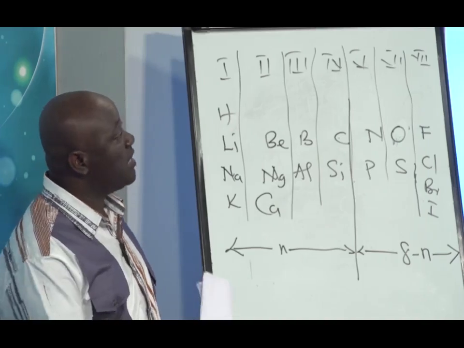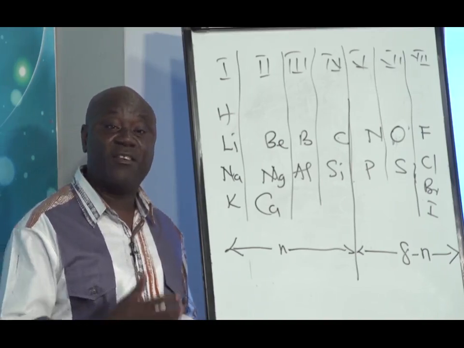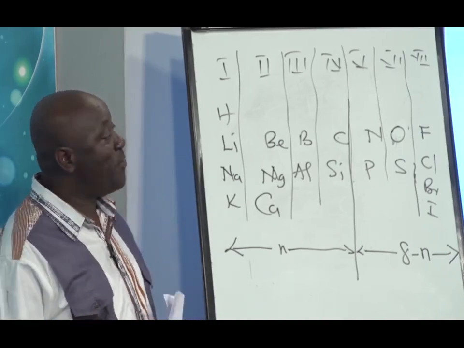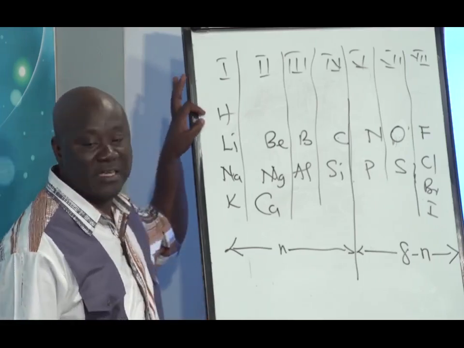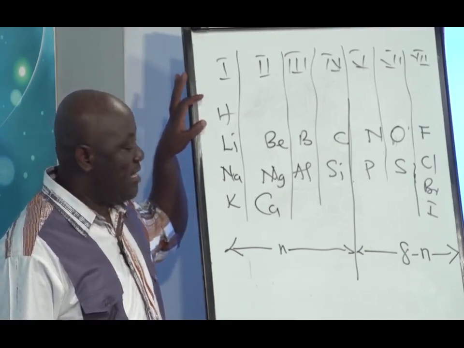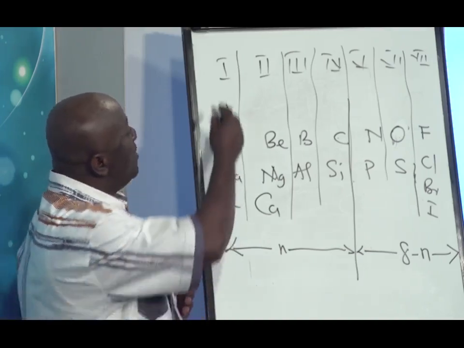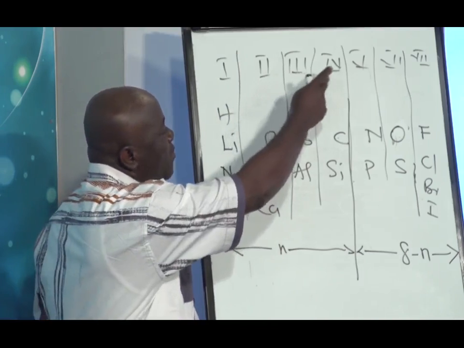Now, you can use this model to get the valency of at least the first 20 elements easily. Now, for the purpose of getting the valency, I have moved hydrogen to group 1 because hydrogen has a valency of 1. Now, the N represents the group number. And so all the elements here are in group 1. Those here are in group 2, group 3, group 4, group 5.